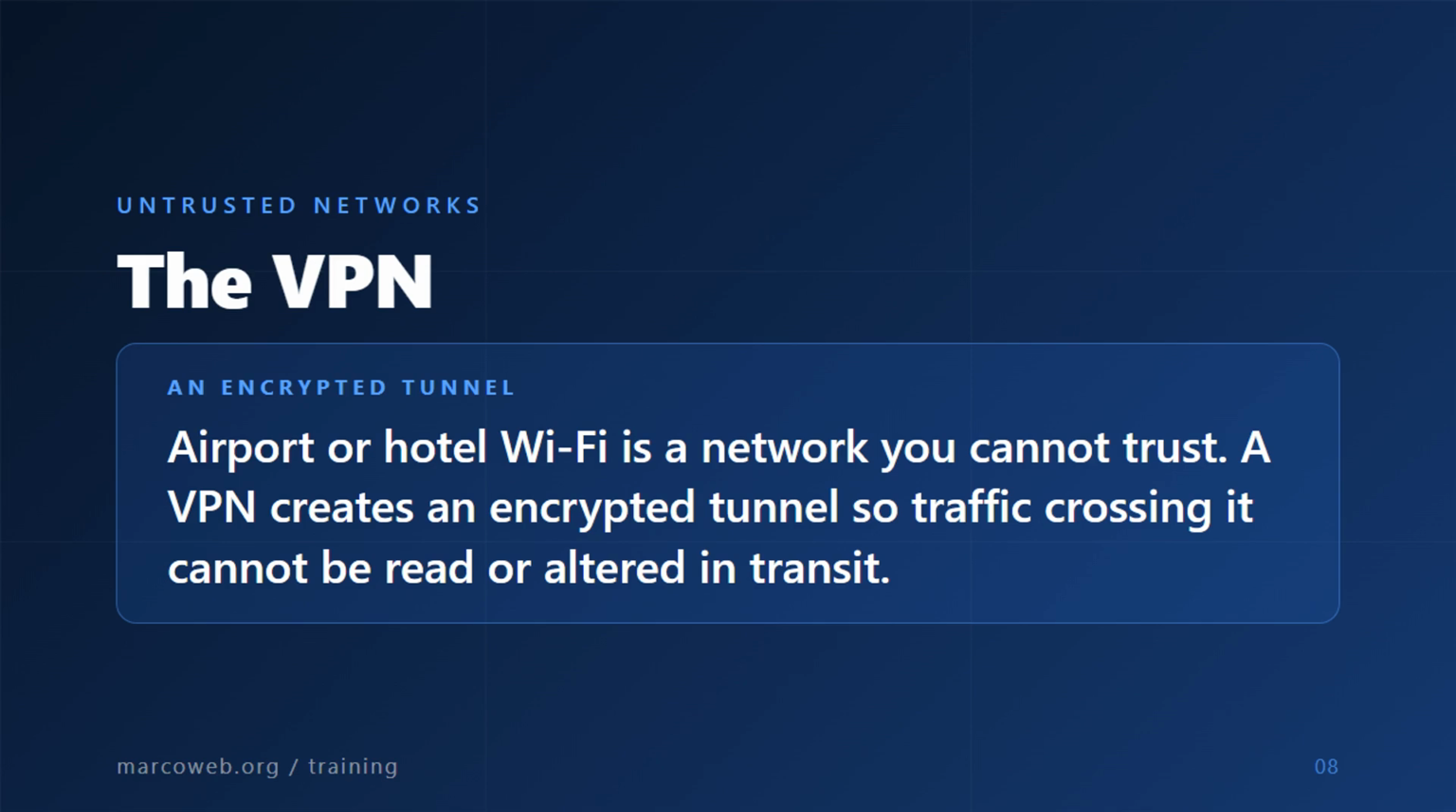Next, untrusted networks. Staff on airport or hotel Wi-Fi are sending traffic across a network the organization does not control and cannot trust. A VPN, a virtual private network, addresses this by creating an encrypted tunnel between the remote device and the organization, so anything crossing the public network cannot be read or altered in transit.